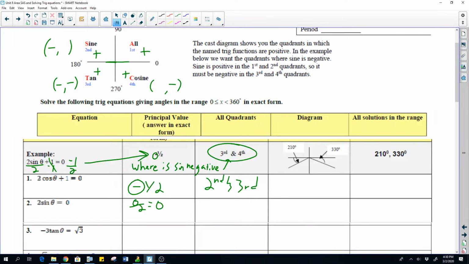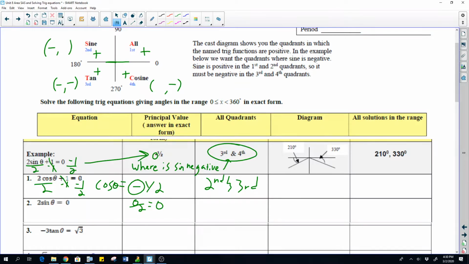Cool. Okay, last but not least, they actually want you to find the answers and do a little diagram, a little graph showing you where those are, with an x-axis and a y-axis. So again, we add 1 to both sides, and then we divide by 2. Where is cosine of theta equal to -1/2? It's going to be in the 2nd and 3rd quadrant, so that helps us.